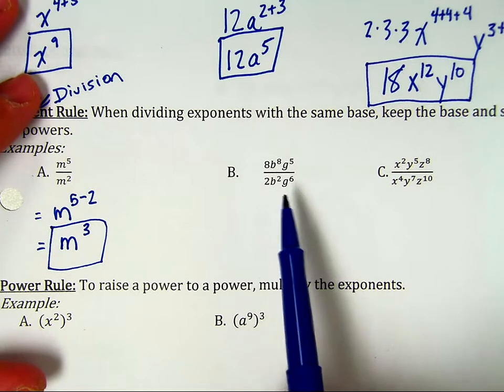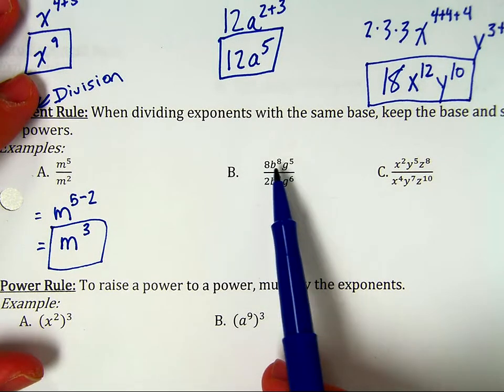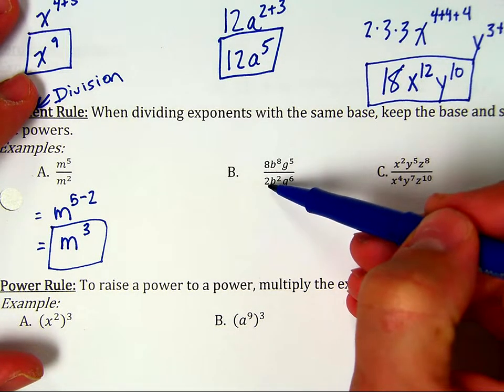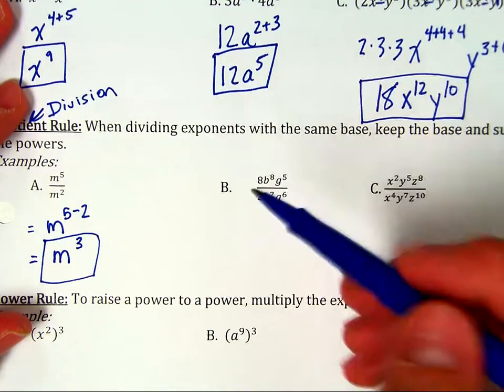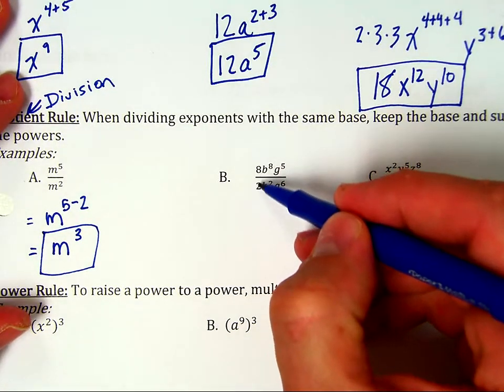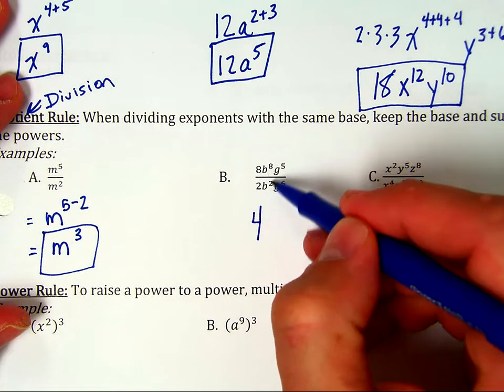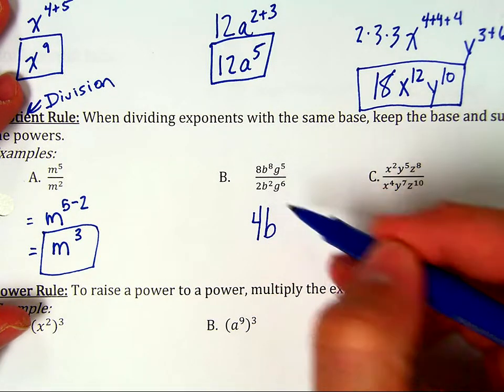Now when we go to B, notice we have coefficients. We also have multiple letters here. So for this, I'm going to go ahead and divide my coefficients. Just like up here with the product rule, we multiply the coefficients, here we're actually going to divide them. So 8 divided by 2 is 4. For the b, I have b to the 8th divided by b to the 2nd.